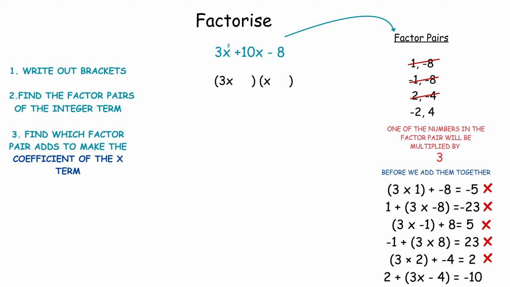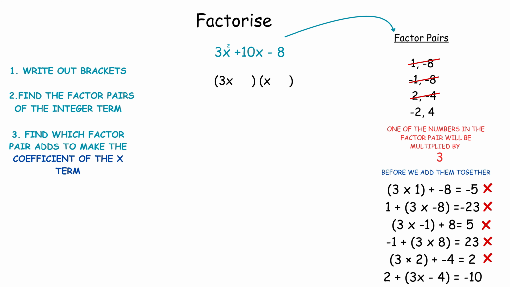We check each pair by multiplying one number by 3, then adding the other. The first pair gives -5 and -23, so it does not work. The second pair gives 5 and 23, so again no match. The third pair gives 2 and -10, which is close, but has the wrong sign.